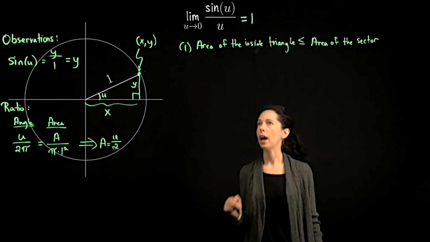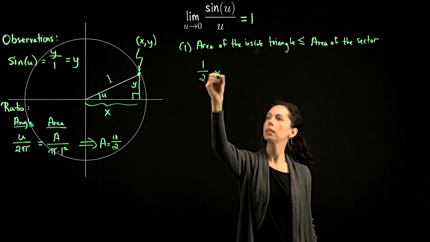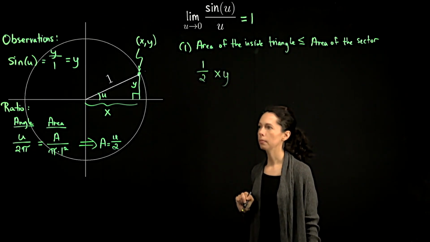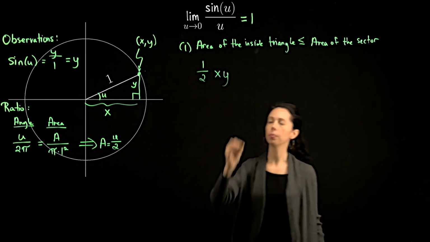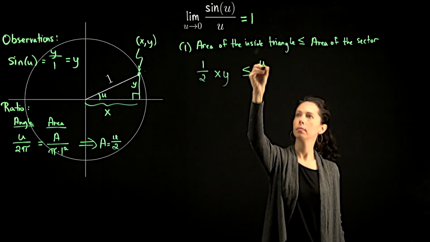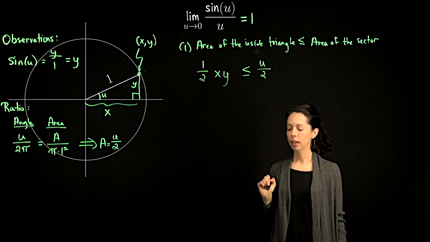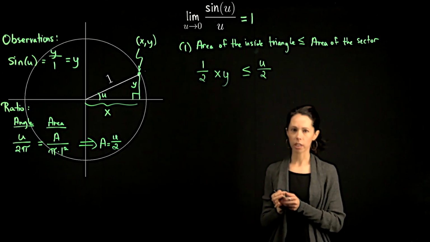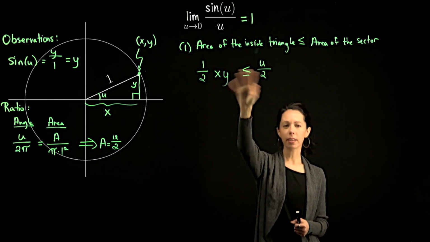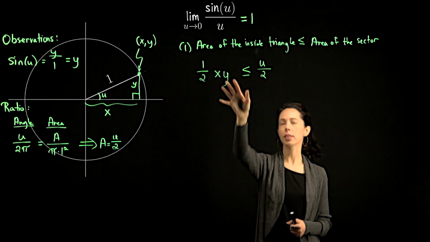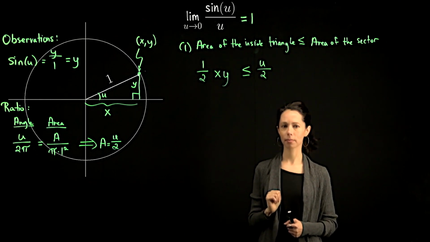The first one is 1/2 base times height. So that's 1/2 x times y. The second one is what we called A, so that's u over 2. See if you can take this, I'm just going to pause for a second, bring in sine of u for y, and see if you can get out of this the ratio of sine u over u. So you should have some kind of bound emerge from this inequality.